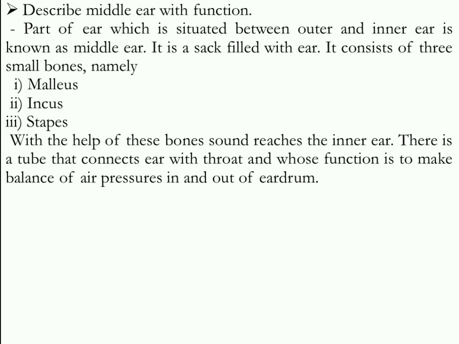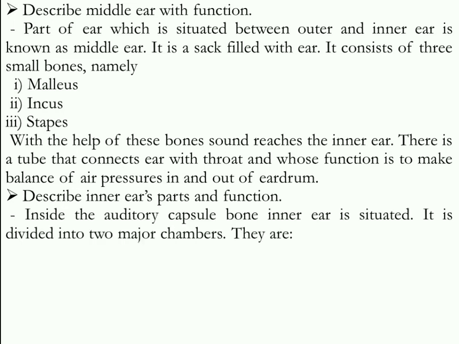Now let us know about the inner ear. The inner ear is situated inside the auditory capsule bone. We have already seen in the figure that there is an auditory canal, and after that canal the inner ear is situated. It is divided into two major chambers. That means the inner ear has two chambers.